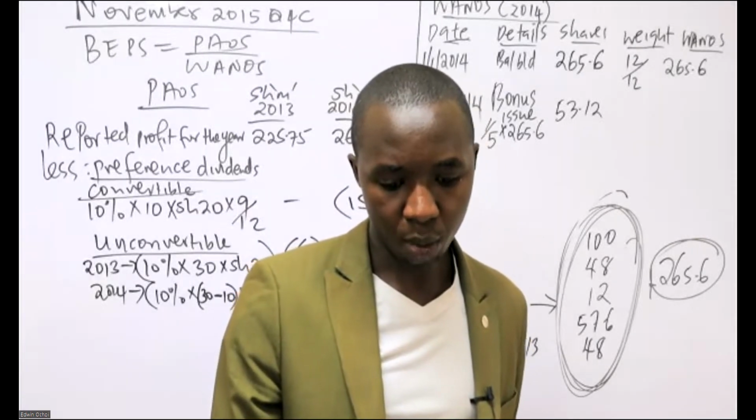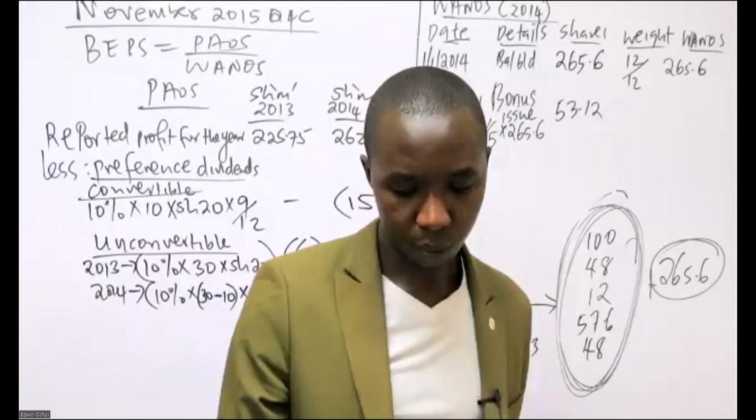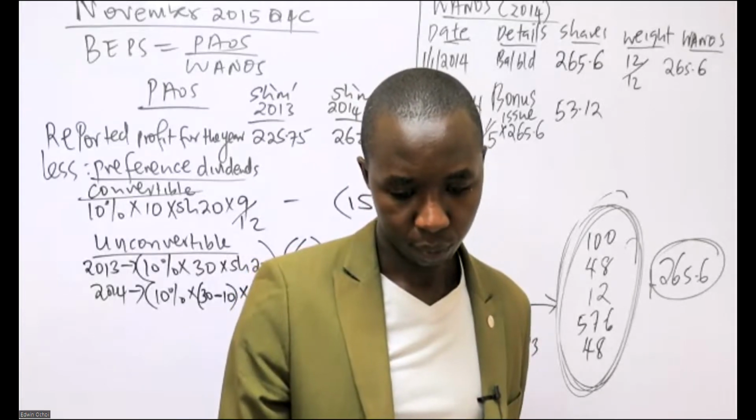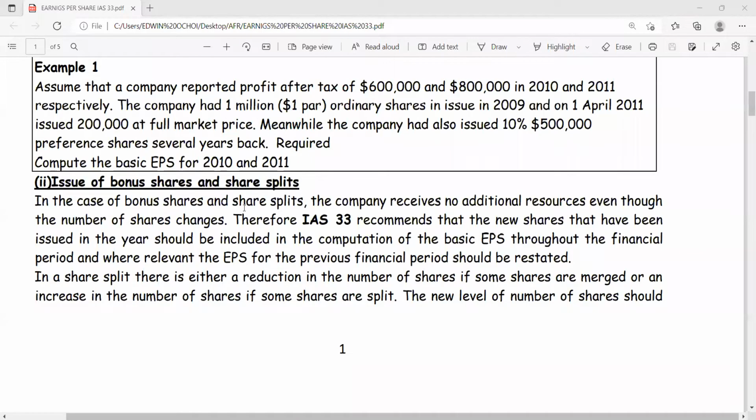So for weighing the bonus, we always say this. In case of a bonus, shares and share split, the company receives no additional resources. It's obvious that with a bonus, we are giving out shares for free at no price. The company will not be getting anything in return based on the shares it's issuing.